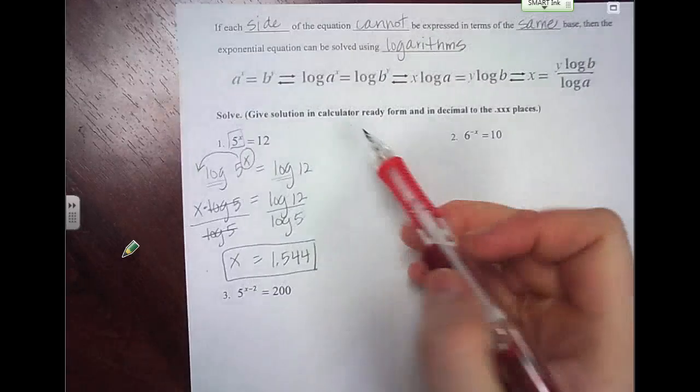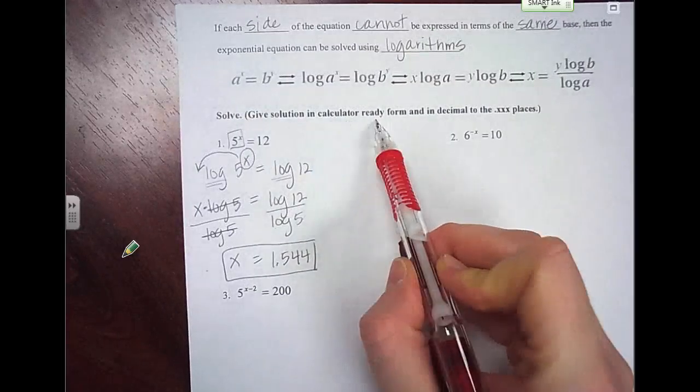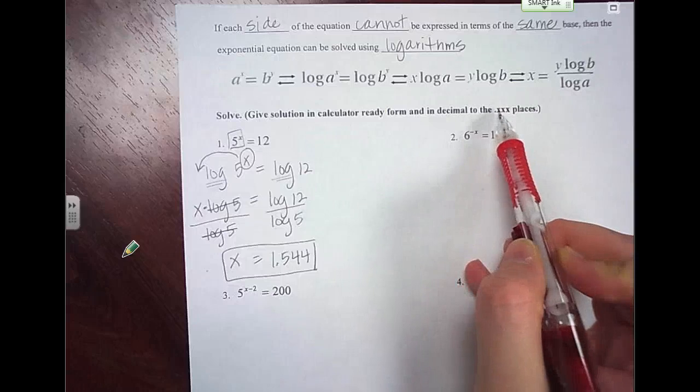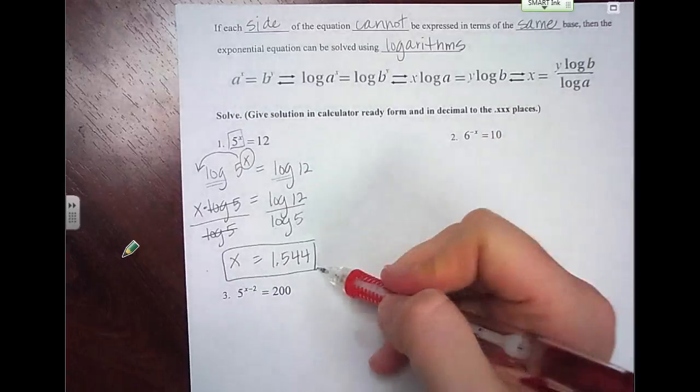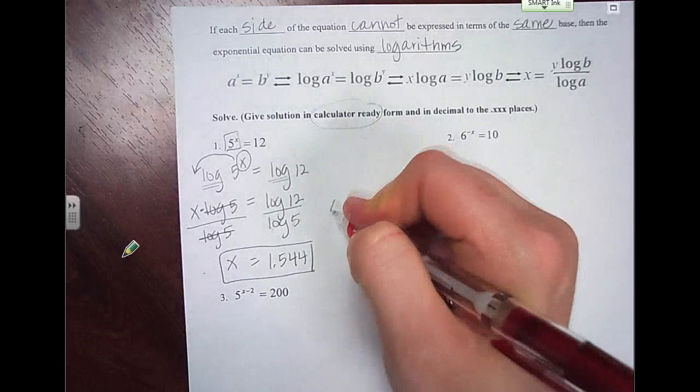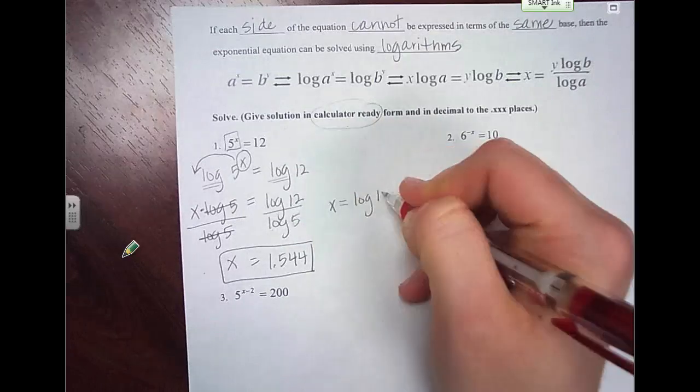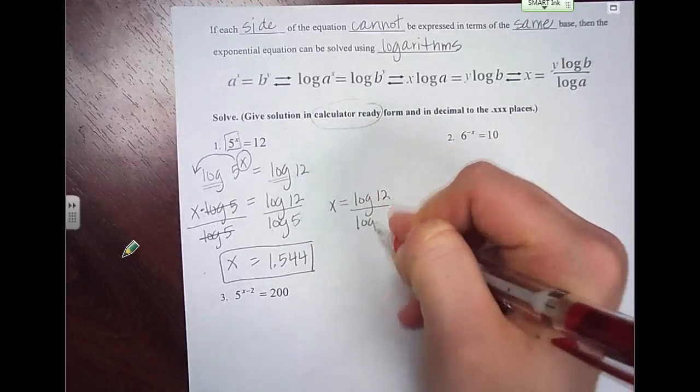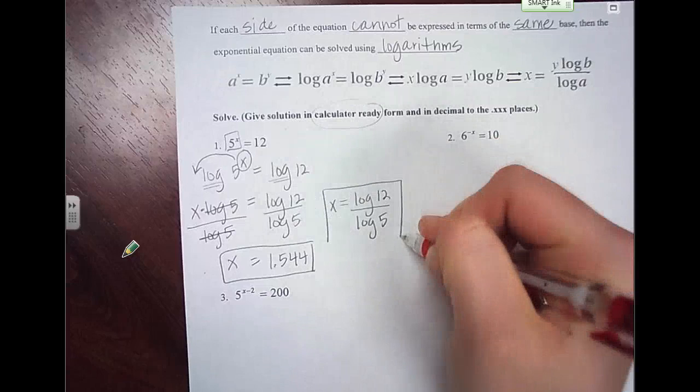So up here it says give the solution in calculator ready form and in 3 decimal places. So here's our 3 decimal places. Calculator ready form means what did you put in the calculator? So we would say x equals log 12 divided by log 5. That's what that means.